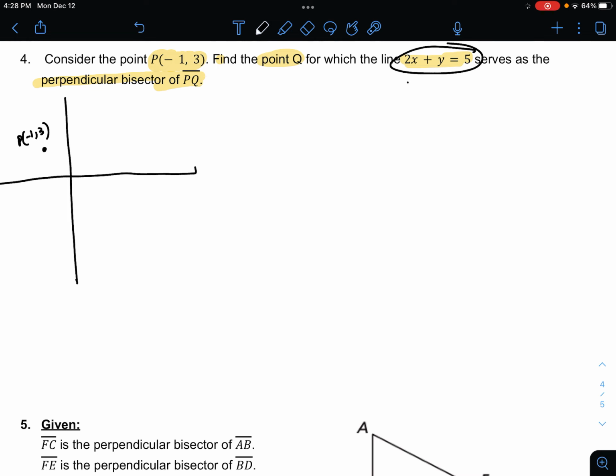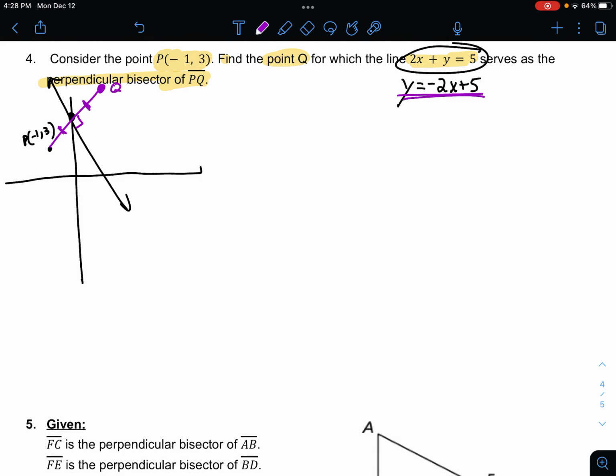So I'm going to turn this into slope-intercept form, y equals negative 2x plus 5. I'm going to try to model this. So 5, somewhere up here, and negative 2x means we have a slope of negative 2, so it looks something like this. And now I'm looking for the coordinates of point Q somewhere up here such that this line is the perpendicular bisector. So that means the perpendicular bisector of PQ is this line. Okay. So my first order of business is I would like to find an equation for the line PQ.